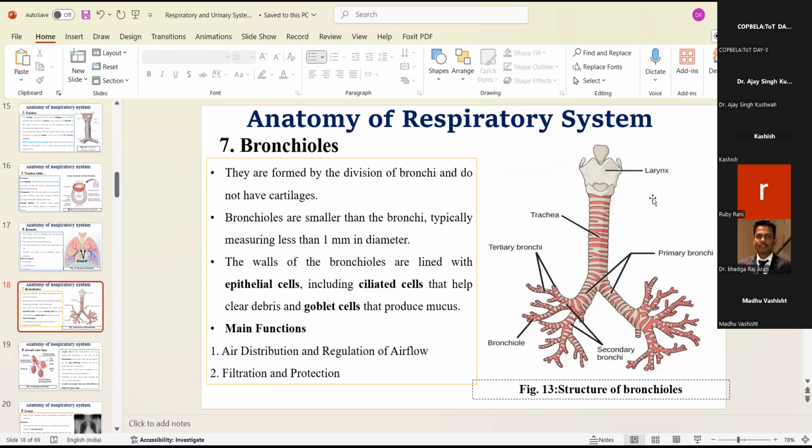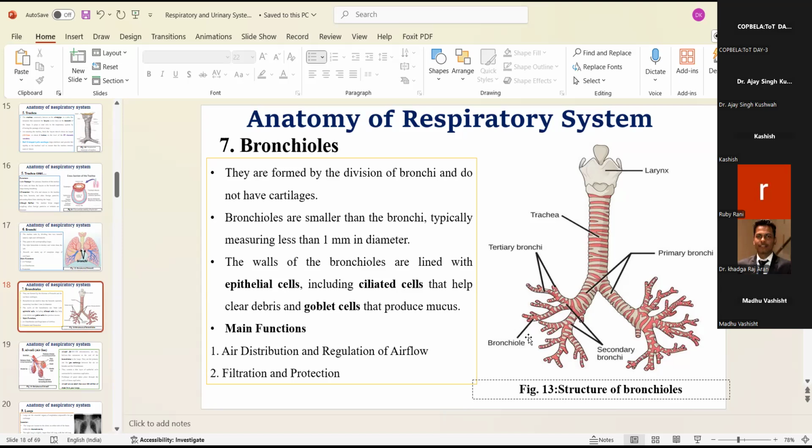In the diagram you can also see the larynx. Behind this is the trachea, and the trachea goes down to the primary bronchi. After the primary bronchi it divides into the secondary, and the secondary goes to the tertiary bronchi, and the last part is the bronchioles, which are very small, less than 1 mm in diameter.